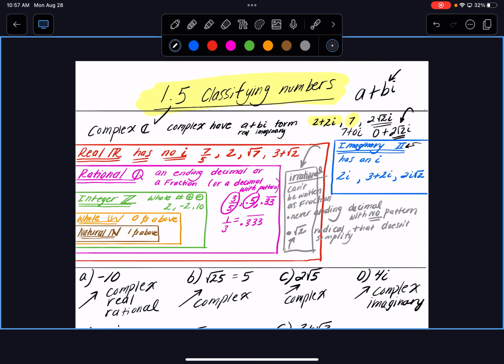These have to be integers, which are whole numbers. But can it be a negative number? Nope, it depends on what you're saying. Integers can be positive or negative. But once we get to whole numbers, it's 0 and above, and natural would be 1 and above. So those would only be positives.